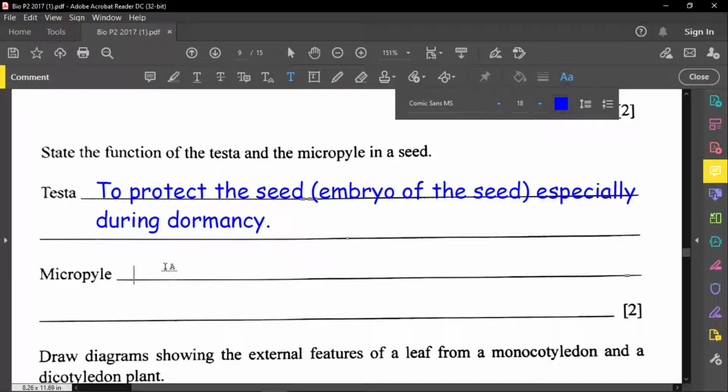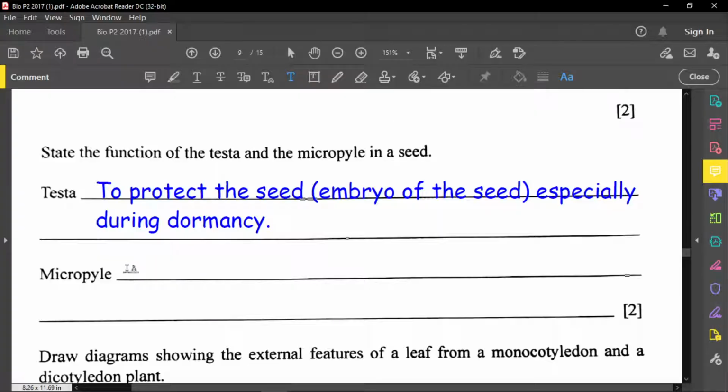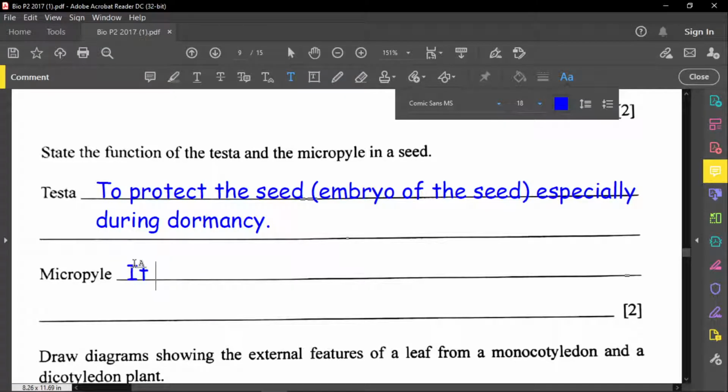The micropyle now, the purpose of the micropyle now, it allows water to enter the plant, or into the seed, I should say, enter the seed. All right, and what the purpose of water entering the seed is to stimulate germination, right? So it allows water to enter the seed.